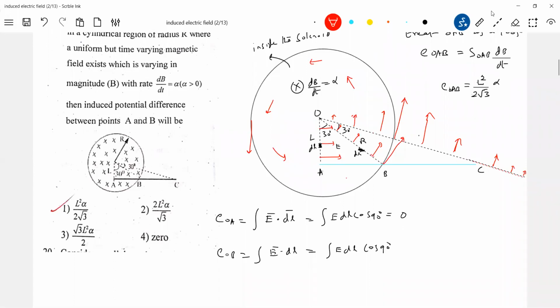Fine. So the EMF induced in the rod OB is also zero. So then what is the total EMF induced? E_OB should be equal to E_OA plus E_OB plus E_AB. These two are 0, plus E_AB.